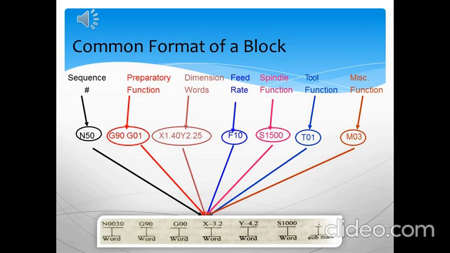Common format of a block is given here. The block begins with a sequence number. After that, preparatory function, dimension words, feed rate, spindle function, tool function, and miscellaneous functions. After the completion of the block, EOB mark will be given.